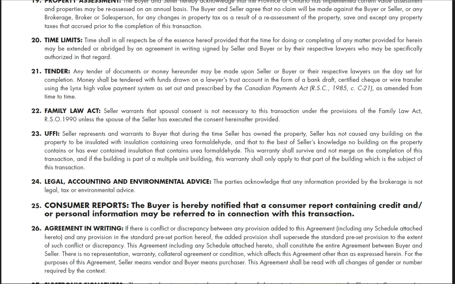Some examples of this would be a buyer fails to tender funds on closing day, so they weren't able to provide a certified check. Or a seller refuses to close despite the buyer tendering the payment. So basically the buyer's provided the payment, but the seller's not wanting to close the property. The buyer can sue for specific performance, so basically forcing the seller to close that property.